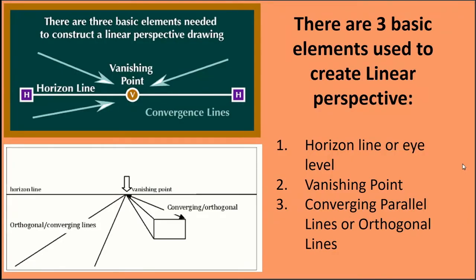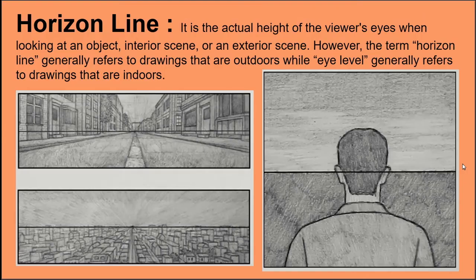And here are the basic components that you need to know to be able to do accurate linear perspective in drawing one. You need to know what a horizon line is, which is also known as your eye level. You need to know what a vanishing point is. You need to know what converging parallel lines are, which are sometimes also called orthogonal lines. Truthfully, I just call them converging parallel lines because that makes more sense. So let's talk about each one of these separately.